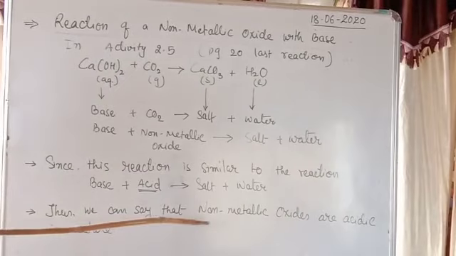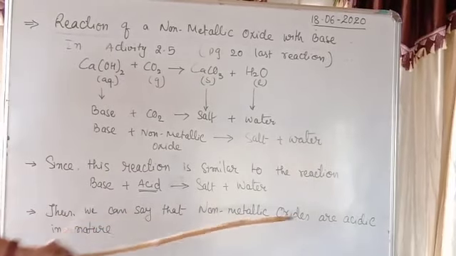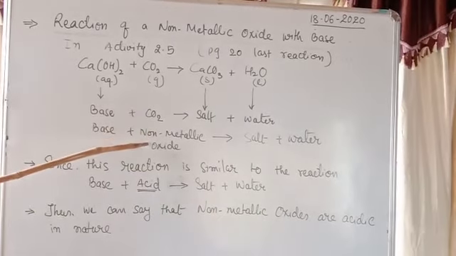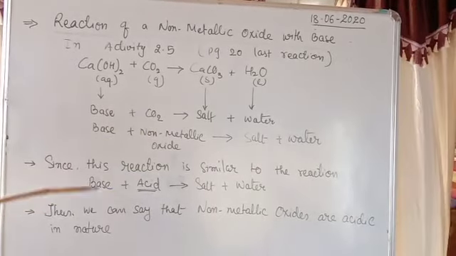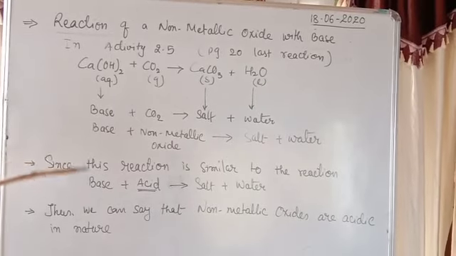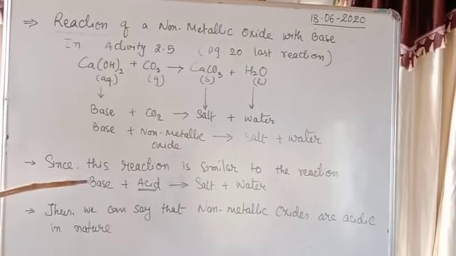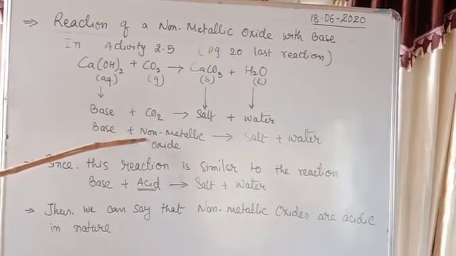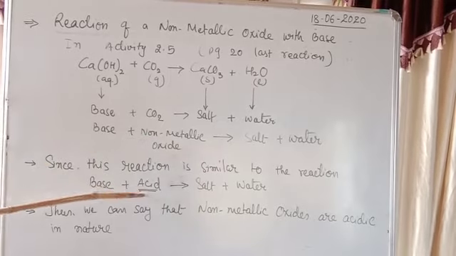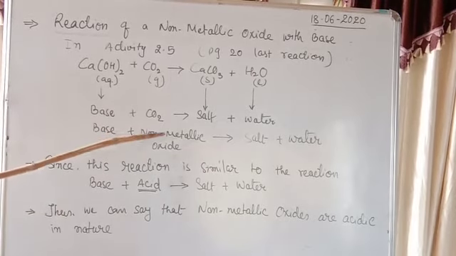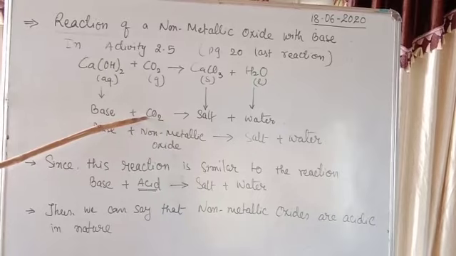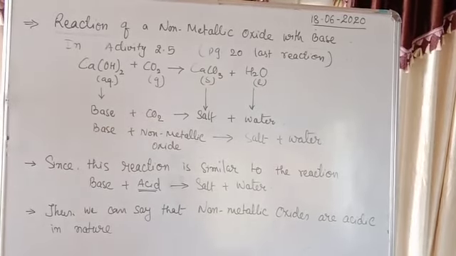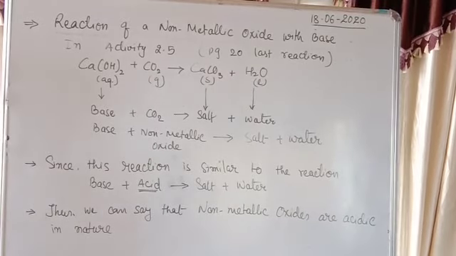Thus we can say that non-metallic oxides are acidic in nature. Both reactions, we say that they are similar. Base as it is, non-metallic oxide, acid. So we say the nature of non-metal oxide is acidic. Okay, what are the examples of non-metallic oxide? Put any non-metal. If I am keeping C, then CO2, and CO, carbon monoxide, is also a non-metallic oxide.